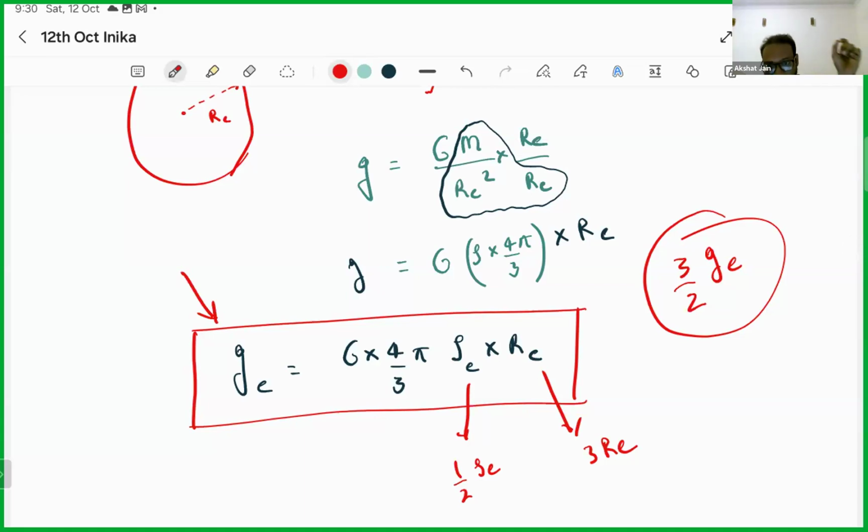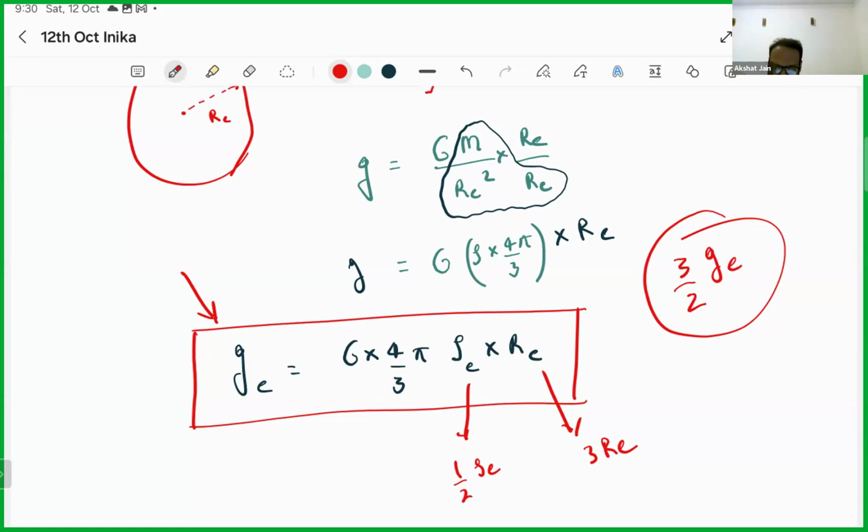Till here what is happening? I am getting the g value in terms of density and radius, right? Now, if I am making the density half, my g value should become half. I am making the radius 3 times, so my g value becomes 3 times. If I am making both the changes, then it will become 3 by 2 times. Oh, okay, I see. So it is replacing those variables which we are using for the Earth with those for a new planet.